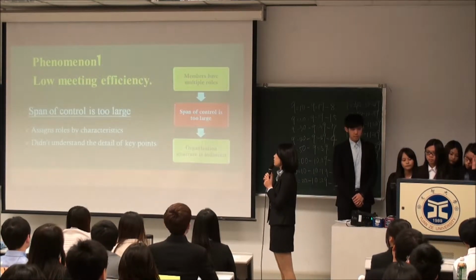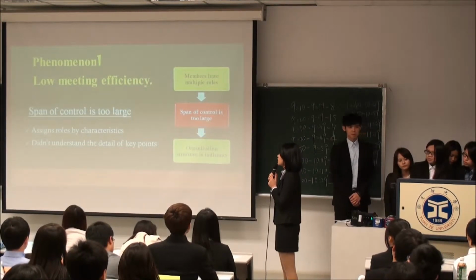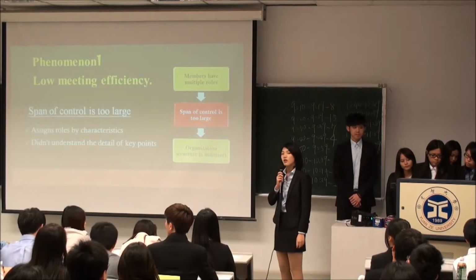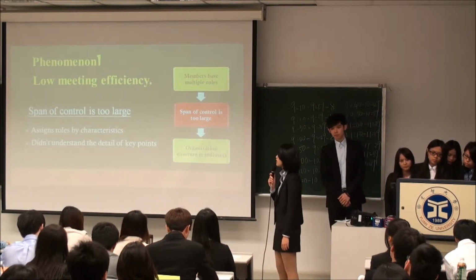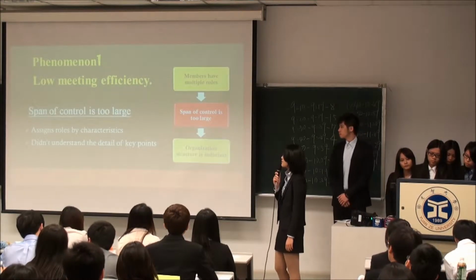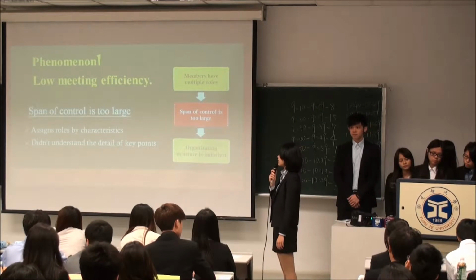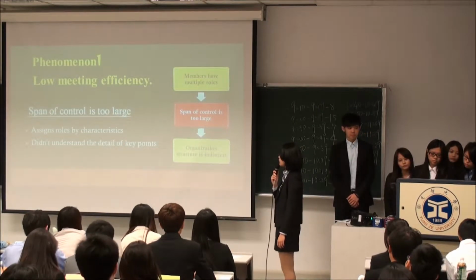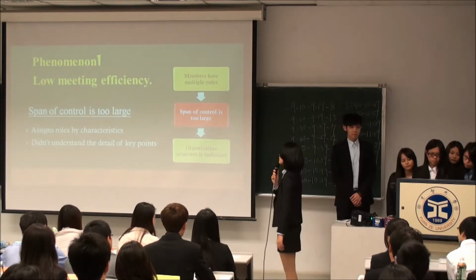And the second level of this phenomenon is that the director has too large a span of control, because he assigns the roles by members' characteristics. But if a person has multiple traits, this person might receive many jobs at the same time. It's difficult for the person to seize the key points of this work.